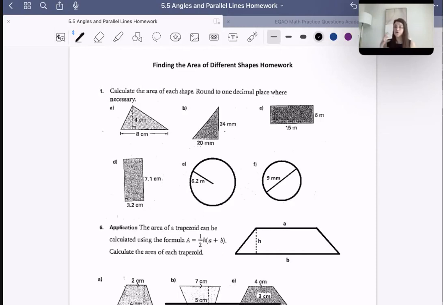Today we're going to do a little bit of a review that's going to catapult us into the next part of the course. The next part of the course is actually volume and surface area. To be able to do volume and surface area, we must first know how to find the area of different shapes. So I'm going to be reviewing that today.